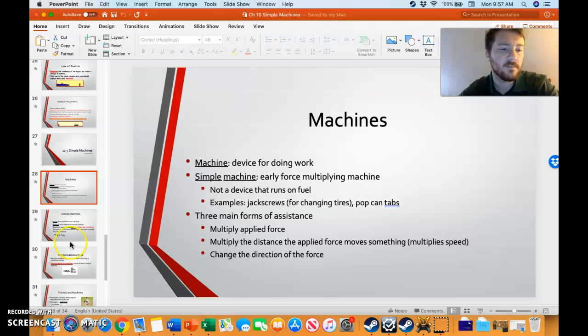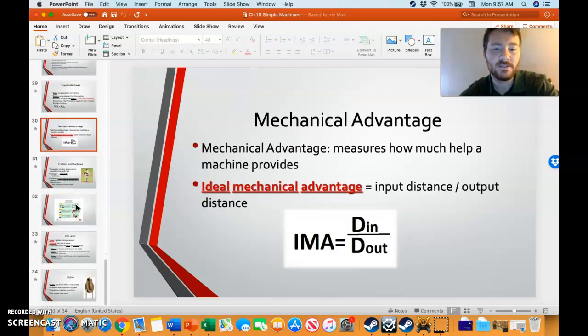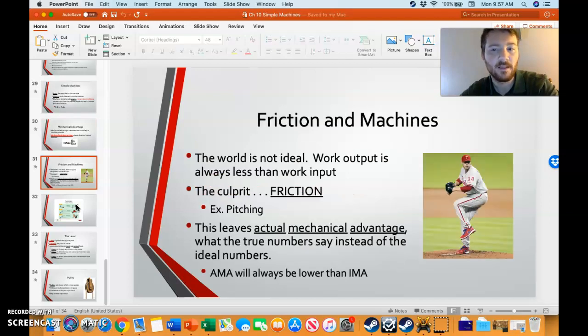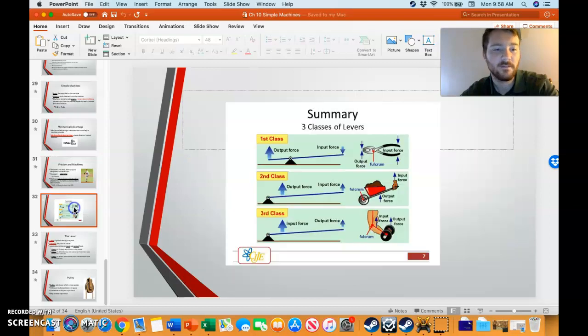A machine does work. Mechanical advantage is distance in divided by distance out. We worked with pulleys on mechanical advantage, how you could sacrifice distance and speed for force. So the pulley made it easier to pull the object, but it also took a whole lot longer and a whole lot more distance. There's Roy Halladay, a great pitcher. Actual mechanical advantage is kind of different, because the world slows things down through friction.